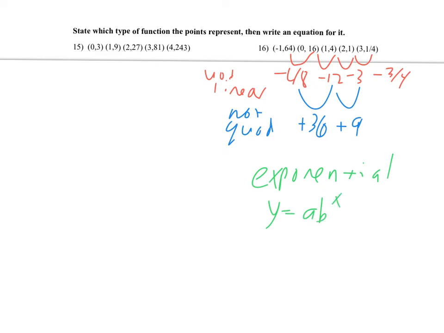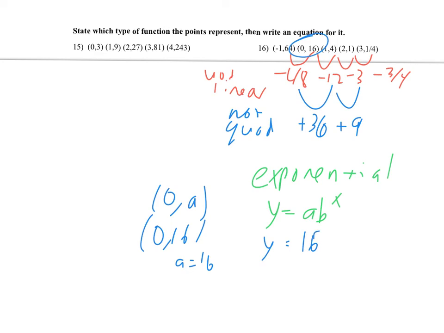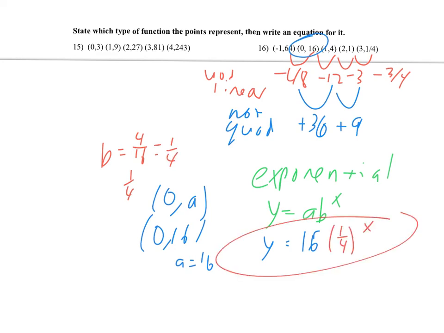And I know a is the y-intercept, so it would be 0, comma a. So in this case, that's 0, comma 16. So that would mean a equals 16. And then for b, it's any y value divided by the one right in front of it. So I could do 4 over 16, or I could do 1 over 4. But either way, it comes out to 1 over 4. So that's my base, 1 over 4 to the power of x.